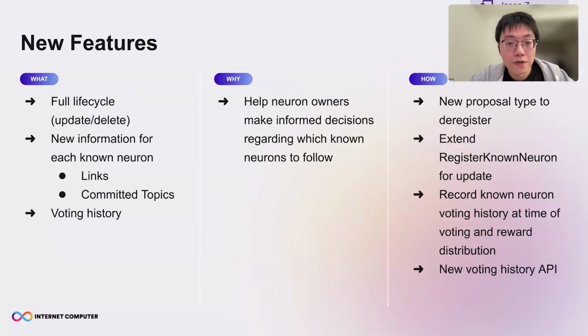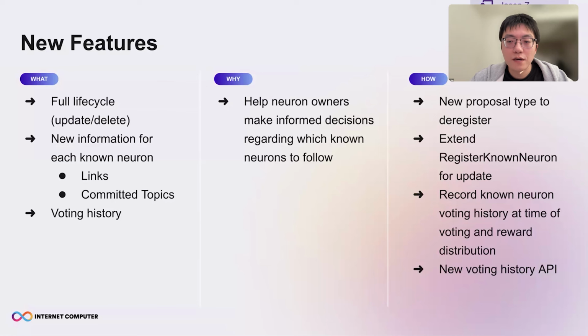In order to help neuron owners make more informed decisions regarding which neurons to follow, we introduced some new features recently. First, we're completing the life cycle of the known neurons. Previously, they could only be added, but now they can be updated or deleted too through NNS proposals. We also added new information such as a list of links and committed topics so that potential followers can find out more information about those known neurons.